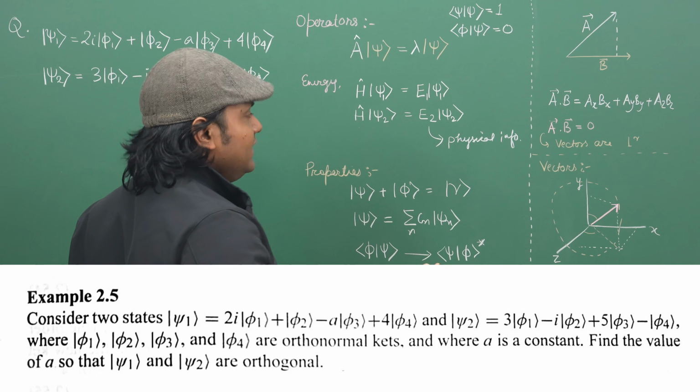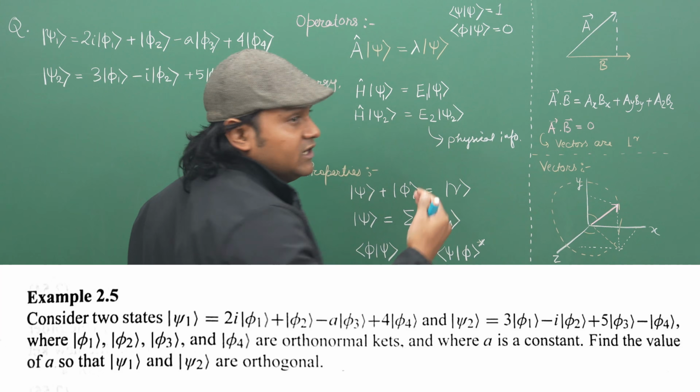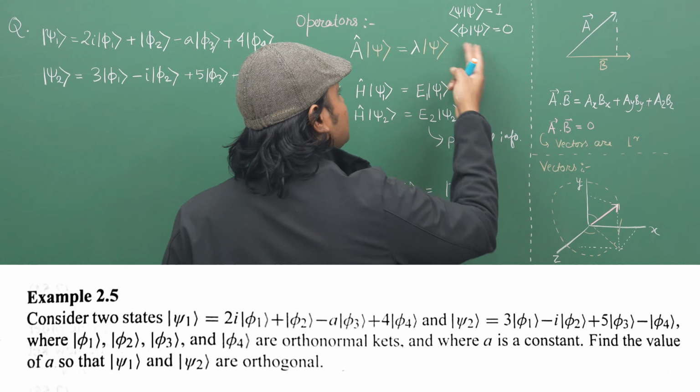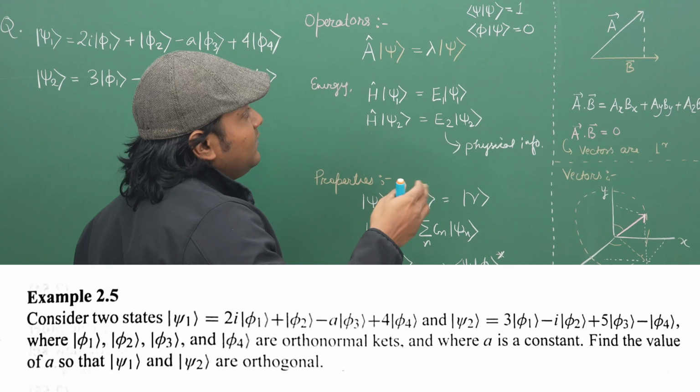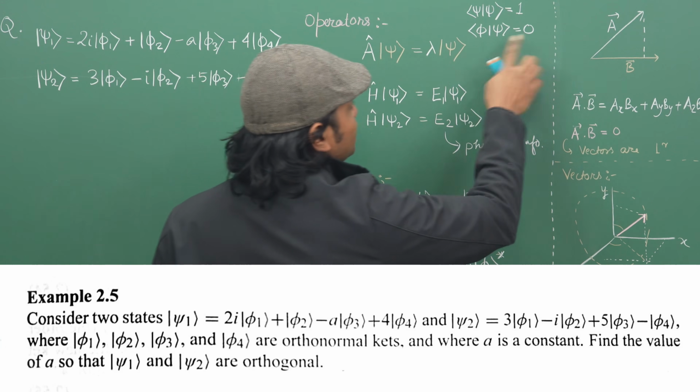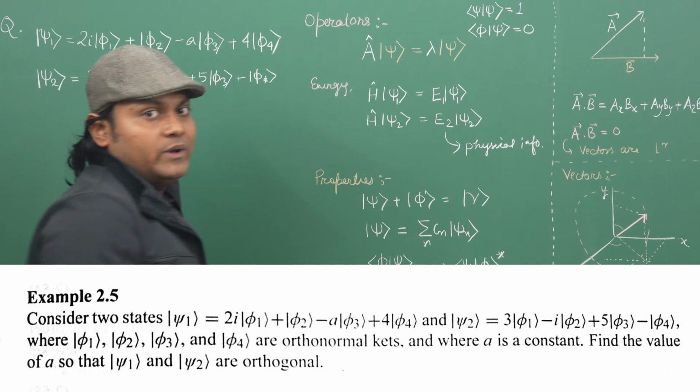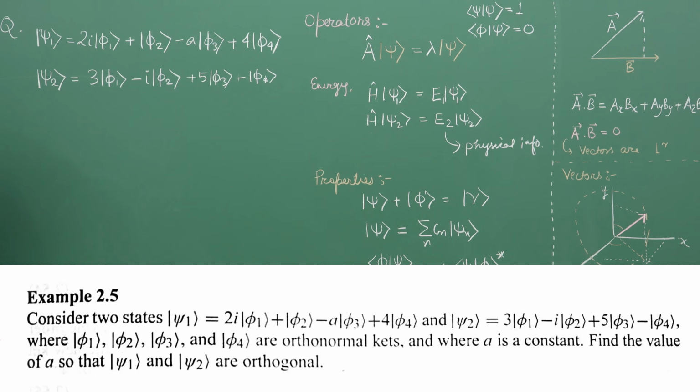So orthonormal means both phi and psi are individually normalized, but they themselves are orthogonal with respect to each other. That means there is no similarity between them. So then phi and psi are known as orthonormal Kets. So find the value of A.